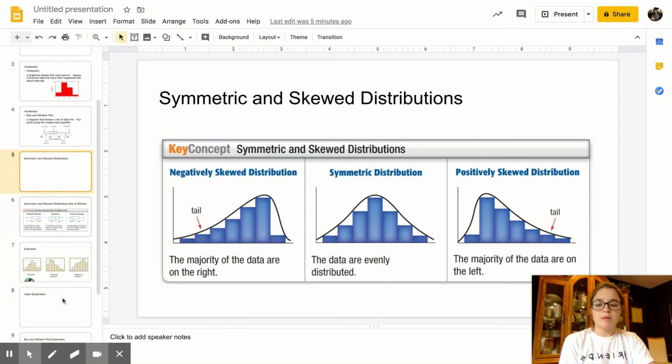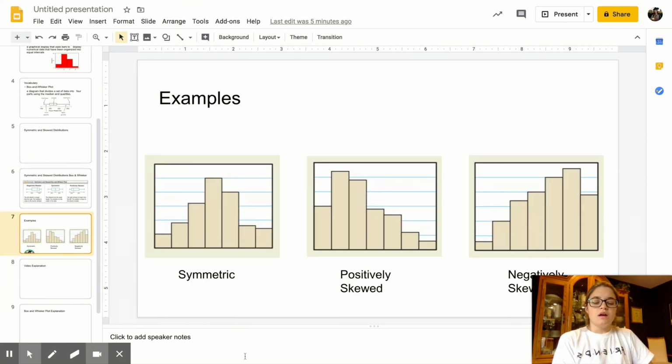So just to go through a couple of examples, this first one right here, it would be symmetric. It goes up, reaches a high point, and goes down. This is pretty symmetric on both sides. Obviously, it's not perfect, but this is the type of example that you would see. This one in the middle is positively skewed. Your data is more towards the left. So this is when it is positively skewed. And then the last example here is negatively skewed. Your data is more towards the right.